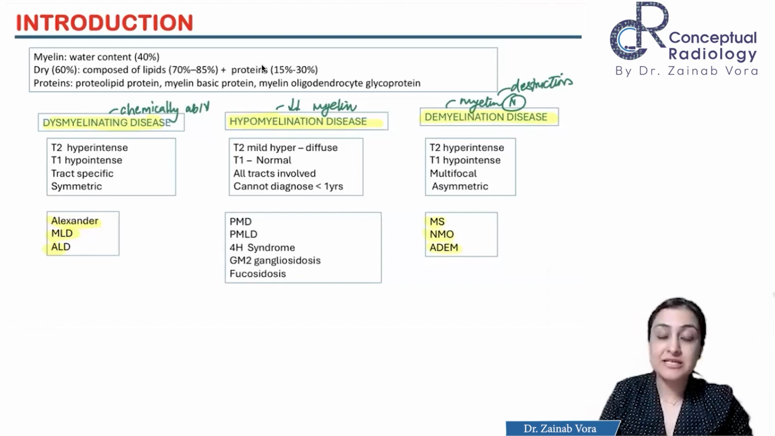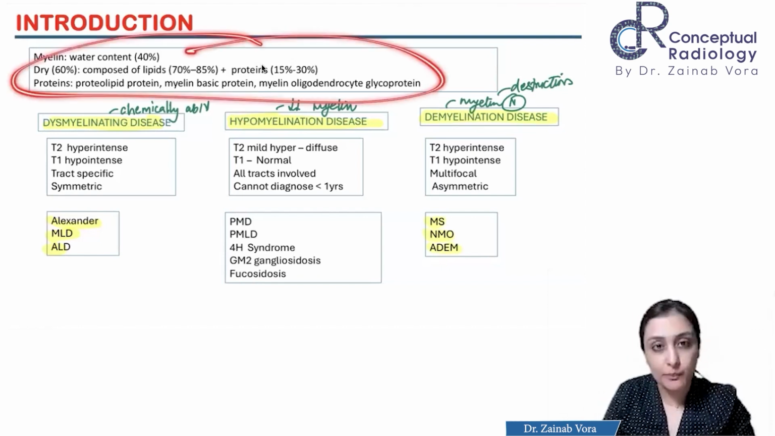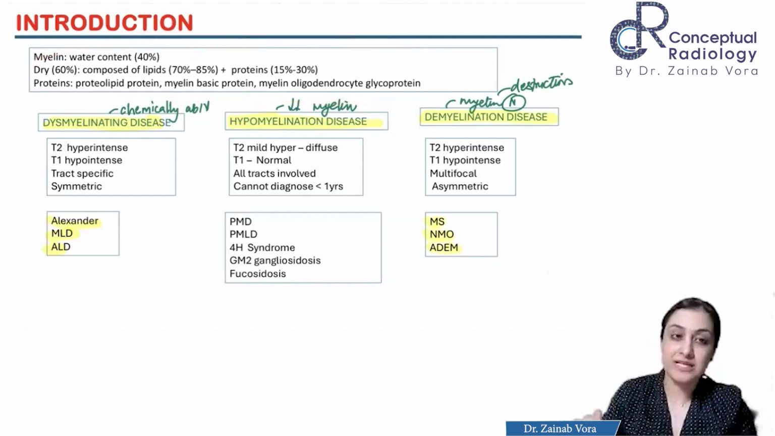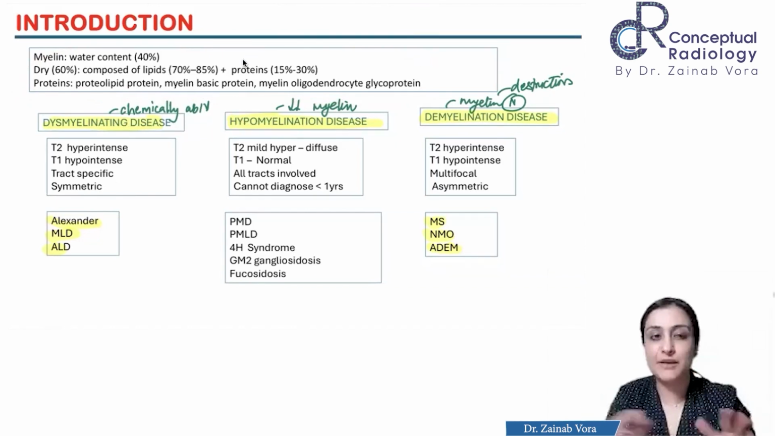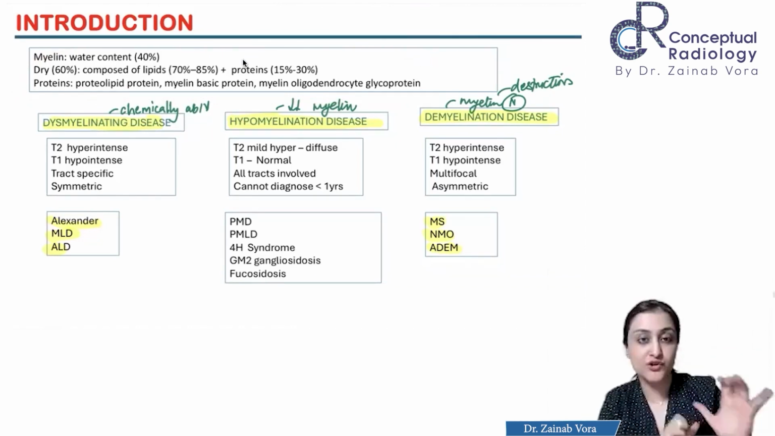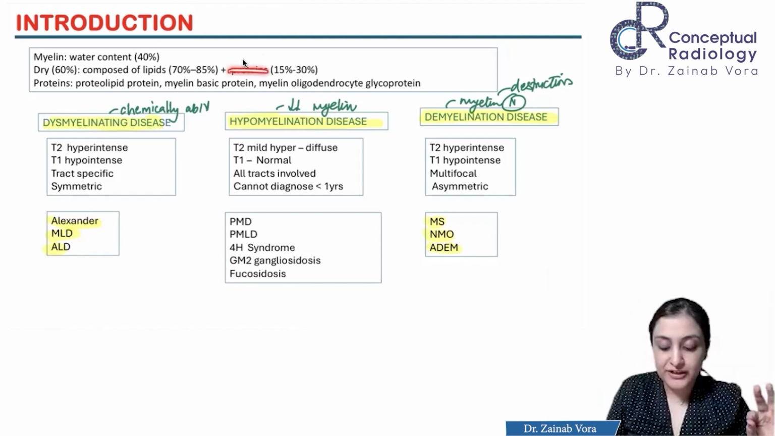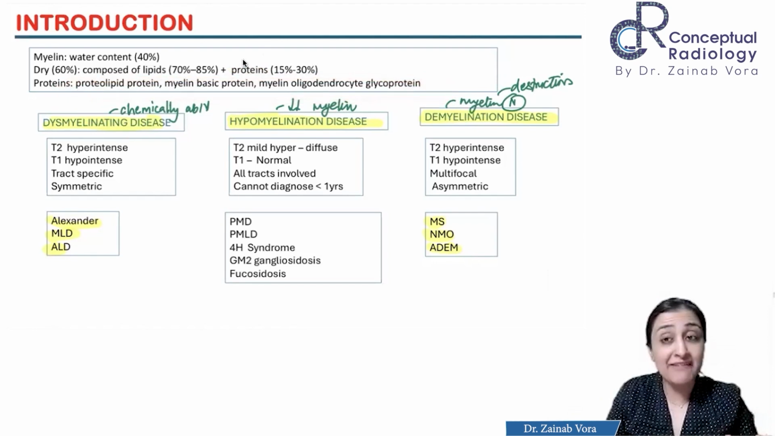And these are basically autoimmune disorders against normal myelin components. So let's talk about what constitutes normal myelin composition. Okay, so 40% of it is water. 60% of it is lipid as well as protein, out of which majority is lipid. But it is the protein, which is 15 to 30%, which is going to have autoimmunity. So we have antibodies which get formed against these proteins.